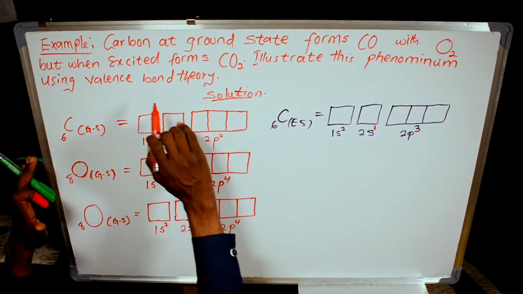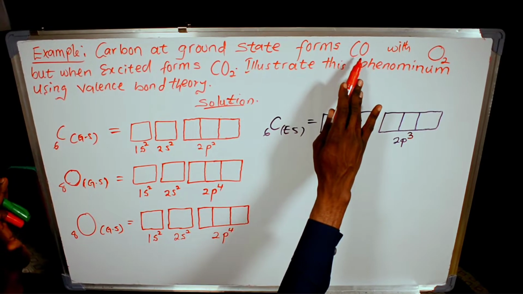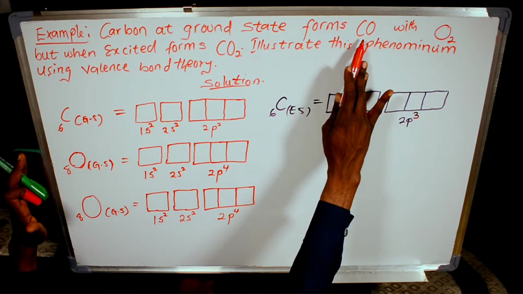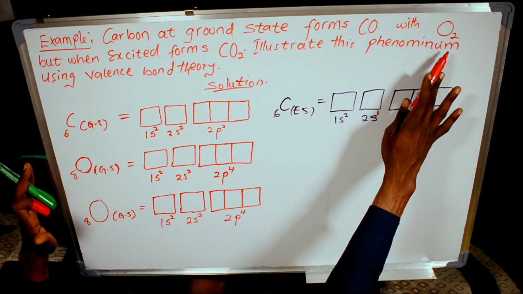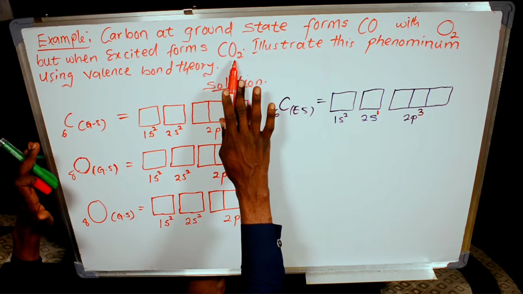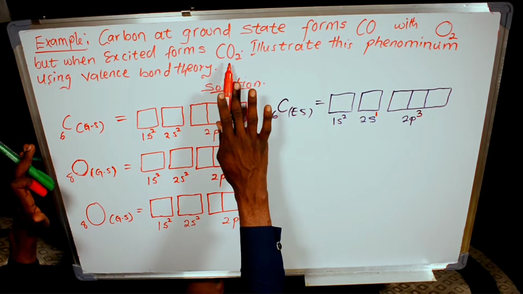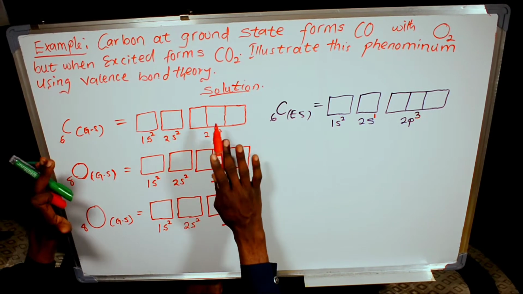Now let's read the question again. It says carbon at ground state forms carbon monoxide. So we have seen how to form this carbon monoxide with oxygen, but when excited it forms carbon dioxide. So now let's see how to form this carbon dioxide when carbon undergoes the excited state.